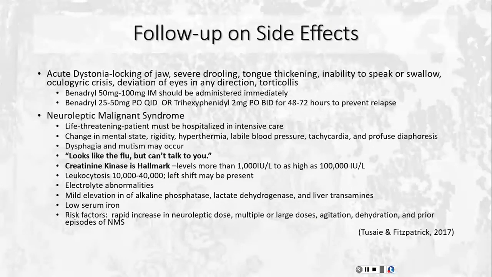So make sure we follow up on side effects after the administration of any medications given for acute agitation. You're going to want to monitor for acute dystonia. This can include the locking of the jaw, severe drooling, tongue thickening, inability to speak or swallow, oculogyric crisis, or deviation of the eyes in any direction, or the torticollis.